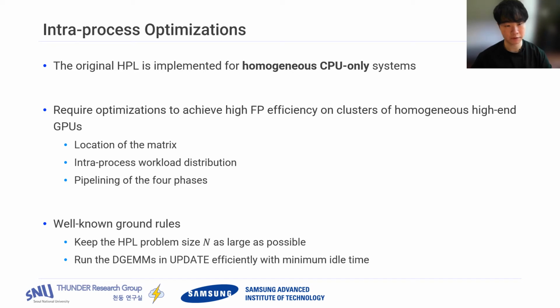One problem of the original HPL is that it is implemented for homogeneous CPU-only systems. To make HPL run efficiently on clusters of homogeneous high-end GPUs, we make the following three optimizations. First, we optimize the location of the matrix data to minimize slow CPU to GPU communication.